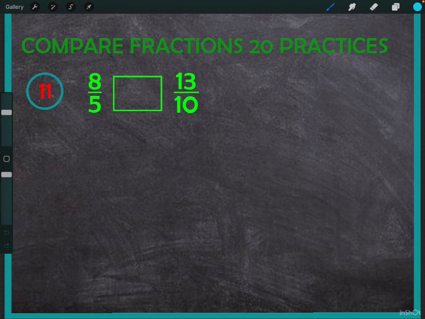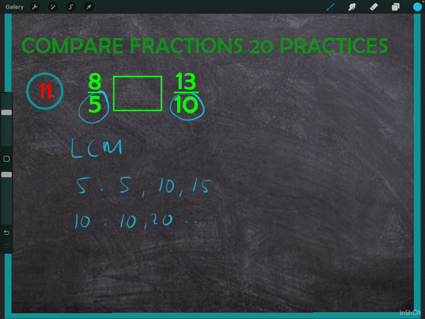Practice 11. We have two fractions, 8 over 5 and 13 over 10. These two fractions have different denominators, 5 and 10. To compare them, we must find the LCM for number 5 and number 10. For number 5, we have multiples such as 5 times 1 is 5, 5 times 2 is 10, 5 times 3 is 15. For number 10, we have some multiples such as 10, 20, etc. We see that number 10 is the least common multiple, or the LCM, of 5 and 10.